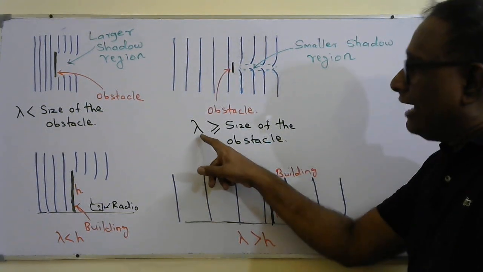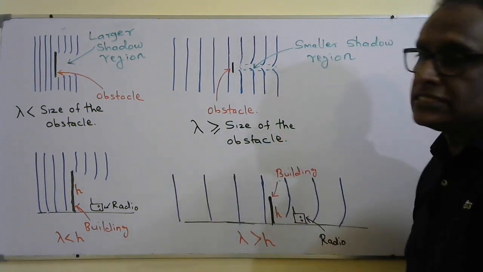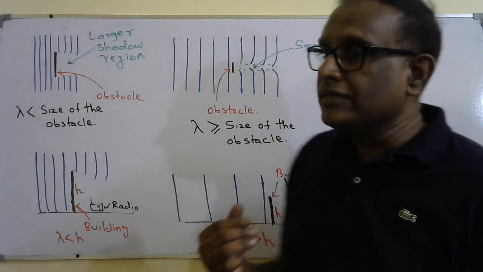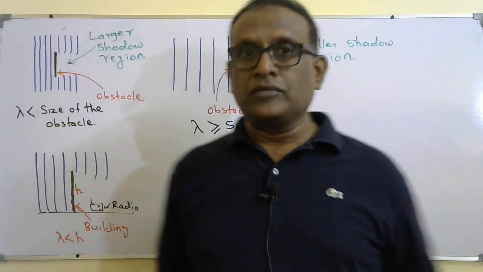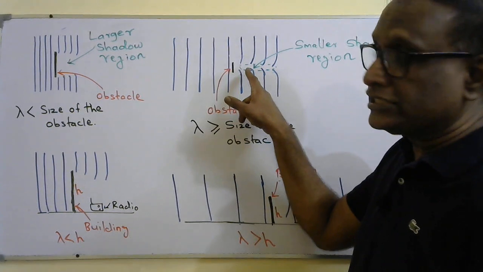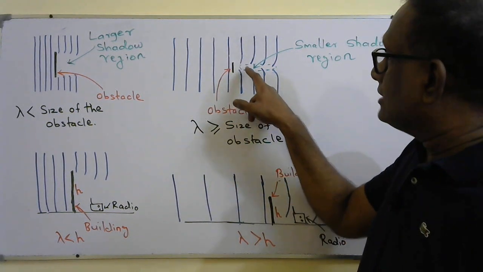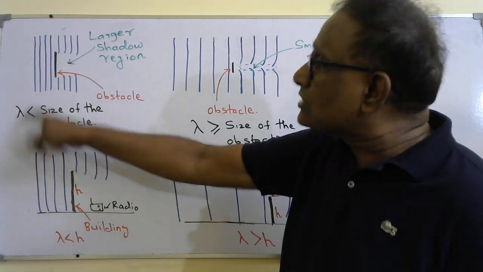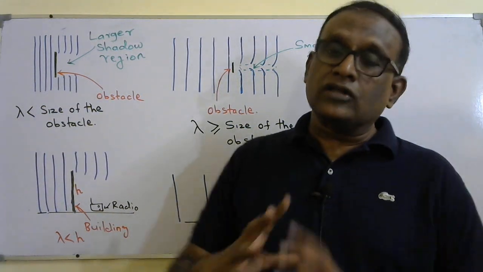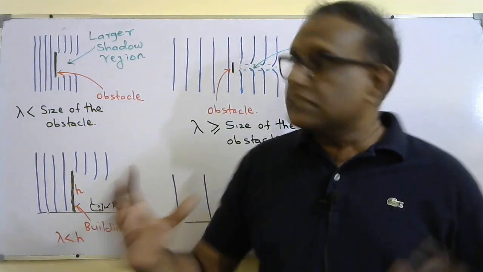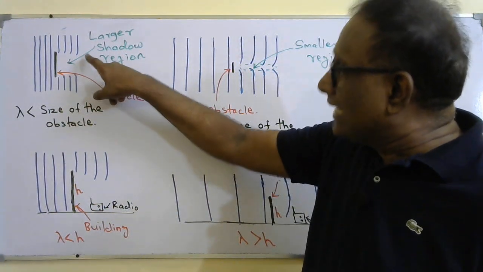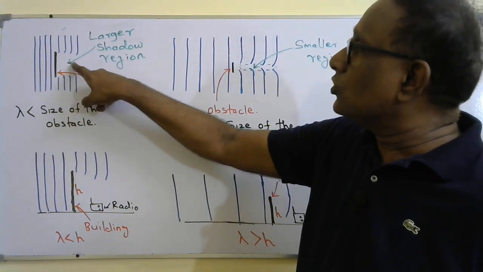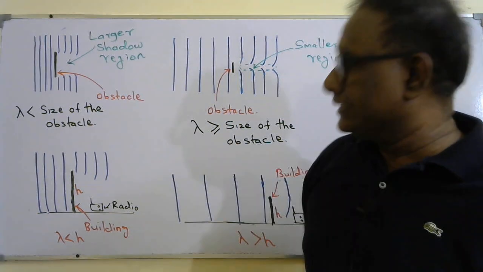So that means when the wavelength becomes larger than the size of the obstacle, or when the wavelength is almost equal to the size of the obstacle, diffraction will be much more around the obstacle. So the shadow region will be smaller. But when the wavelength is smaller than the size of the obstacle, or the size of the obstacle is larger than the wavelength, there will be less diffraction around it. So there will be a larger shadow region.